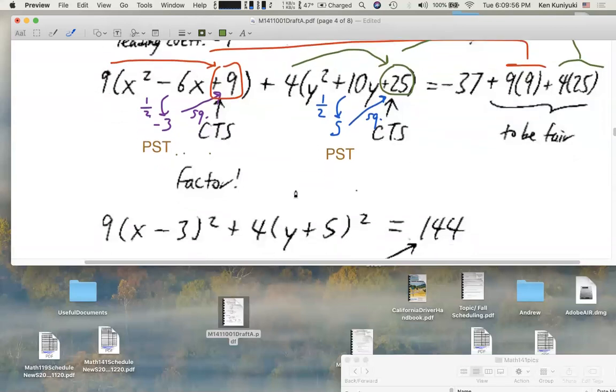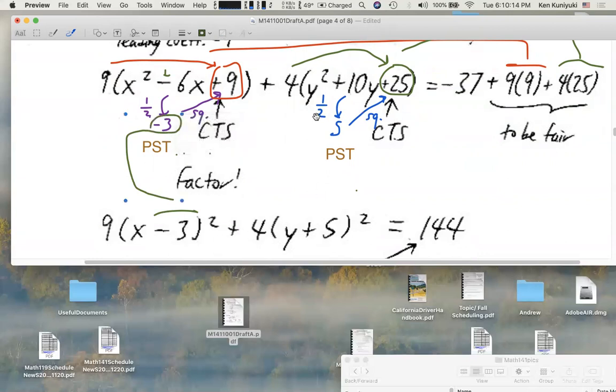All right. X squared minus 6x plus 9 is a PST, factors as a square of x minus 3. You take the middle sign and the square root of that. Basically, this should look familiar. It's the middle guy in the whole completing the square process. It's the negative 3 here.